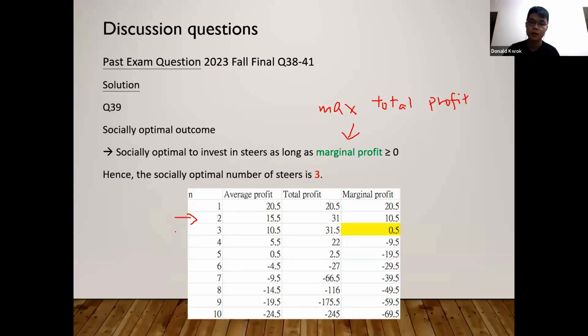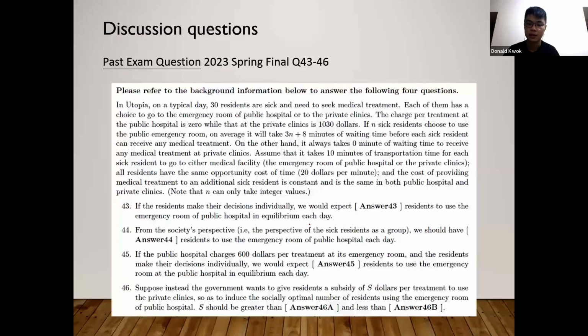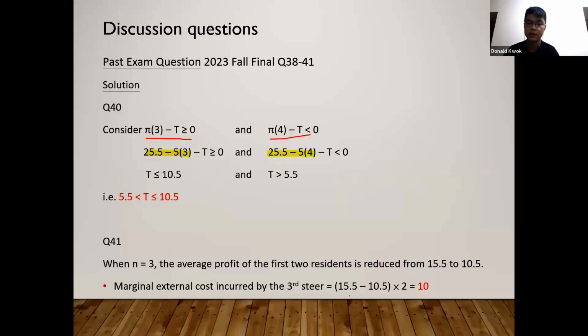But when the number of steers increases from 2 to 3, the average profit of each resident would reduce from 15.5 to 10.5. So this means that when the third resident decides to invest in steer, it would cost the first two residents a reduction in average profit of $5 each. So the marginal external cost incurred by the third steer will be $5 per person multiplied by 2 affected residents. So marginal external cost is 10. Yeah, so that's all, and we'll move on to the next problem.